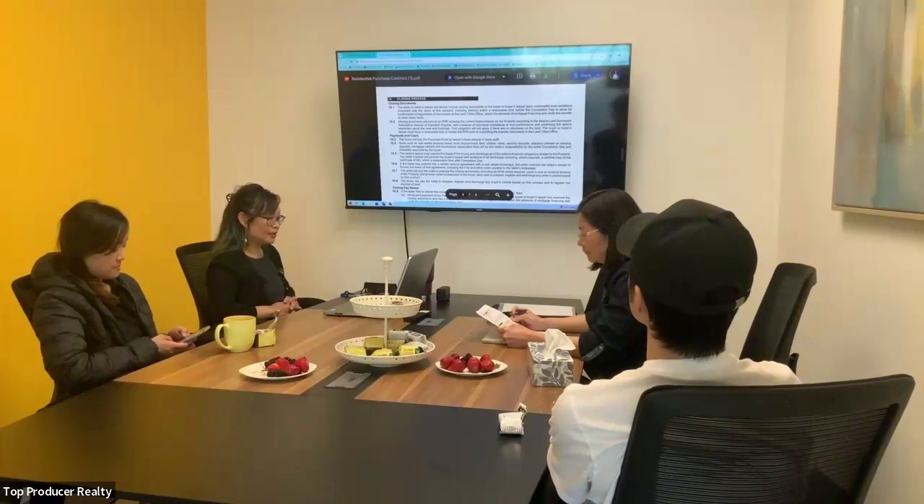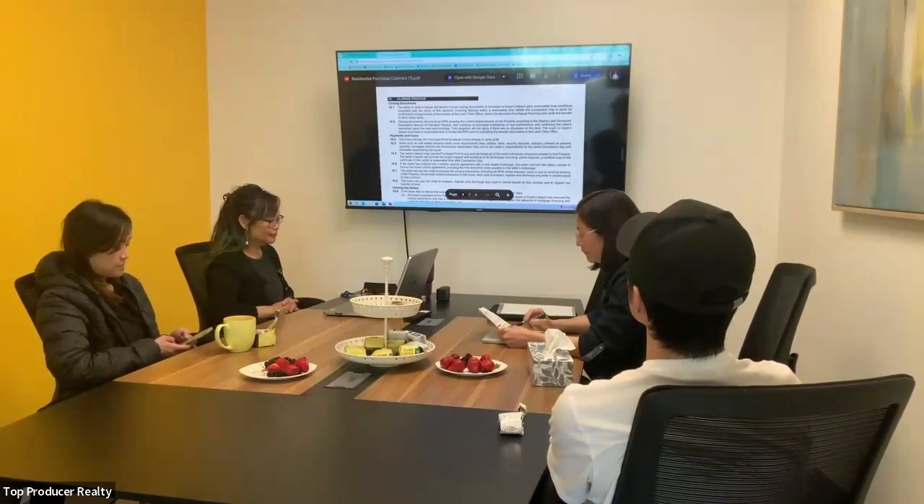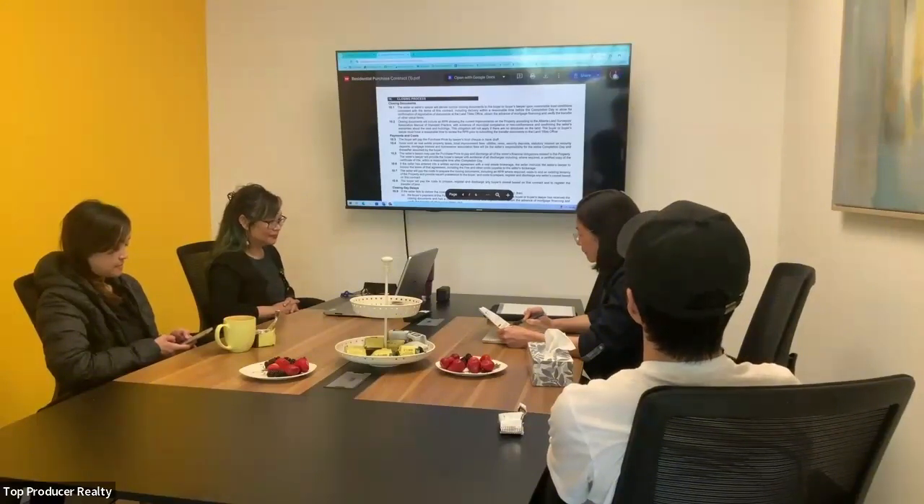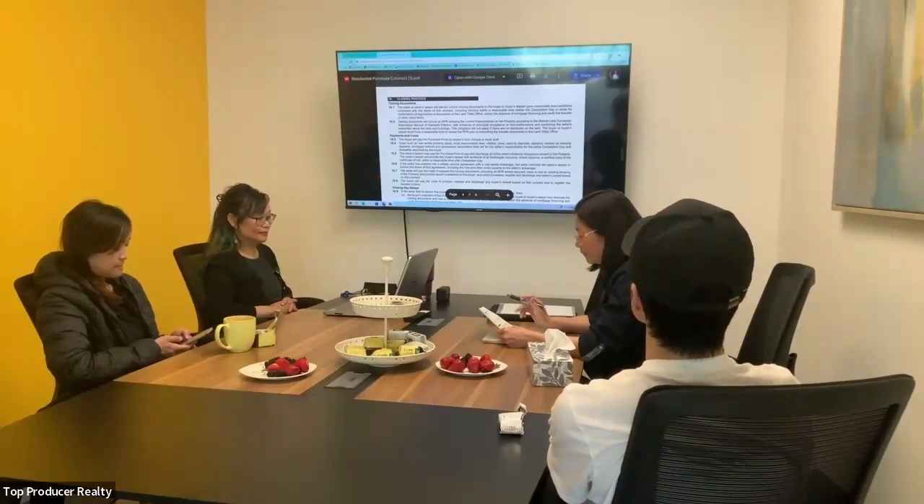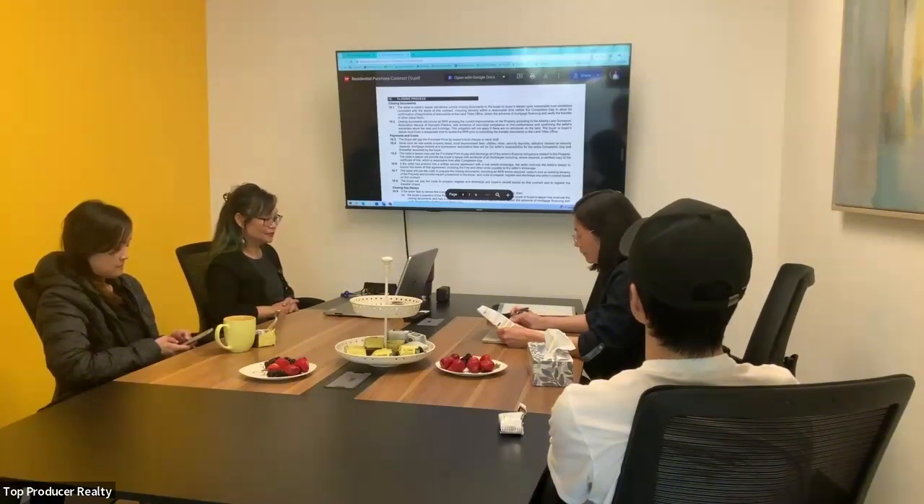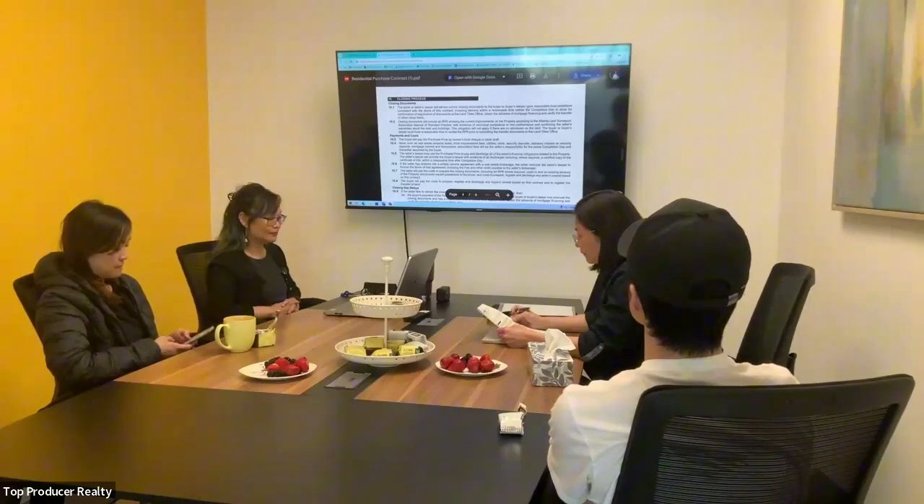So you want 10.2 as well? Yeah. Closing documents. Let's put it together. Closing documents will include an RPR showing the current improvements on the property according to the Alberta Land Surveyors Association Manual of Standard Practice, with evidence of municipal compliance or non-conformance and confirming the seller's warranties about the land and buildings. This obligation will not apply if there are no structures on the land.